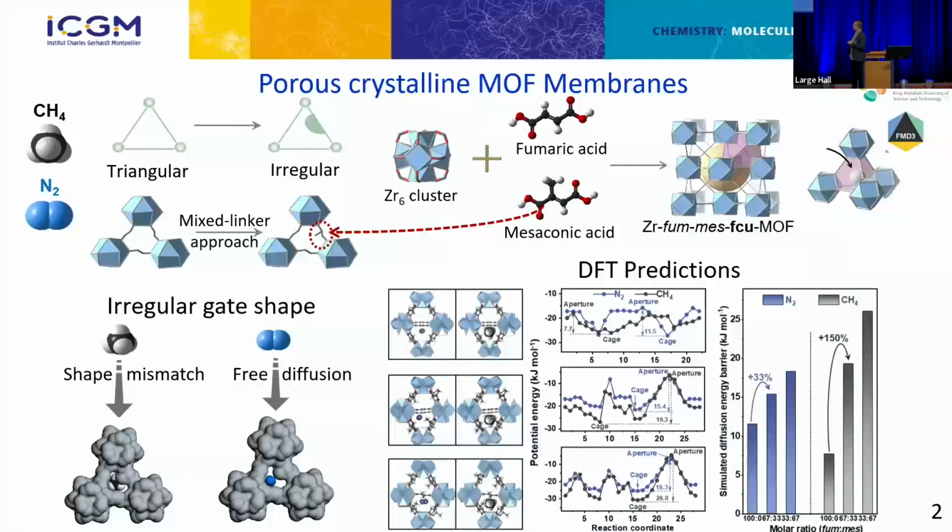What is interesting is that when you introduce one mesaconic, which is a methyl fumarate, you see a drastic increase of the energy barrier for methane to cross, while for nitrogen the increase is less pronounced. In that case, you suspect that you are favoring the diffusion of nitrogen versus CH4.